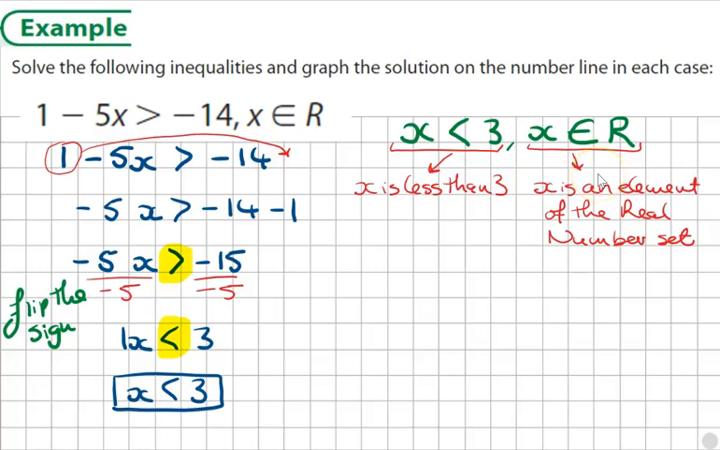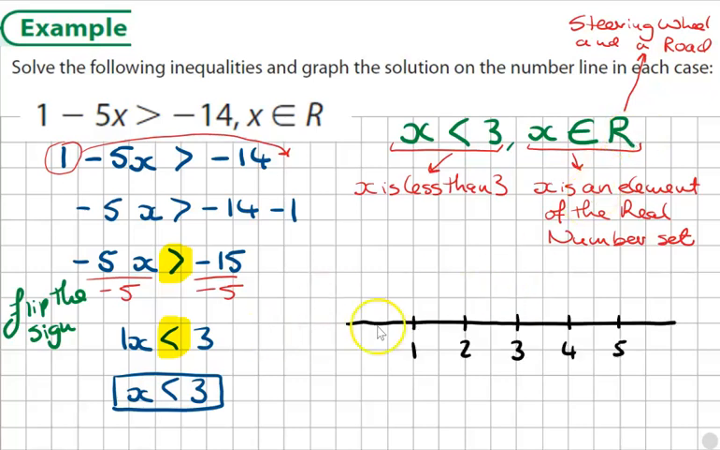X is an element of the real number set. So again, we draw a steering wheel and a road for "or". So we have our number line. We're going to put an empty circle, an empty steering wheel, at 3, because 3 is not included since it says x is less than 3. So an empty circle at 3, and then a solid road to the left and an arrow to the left.